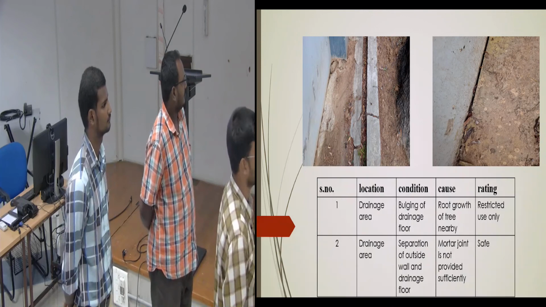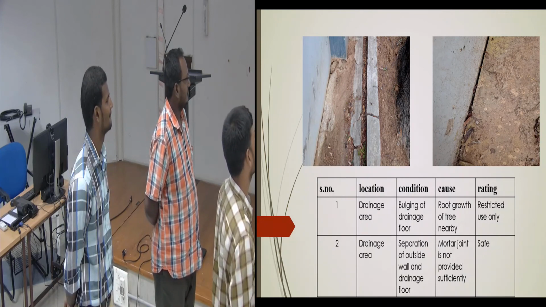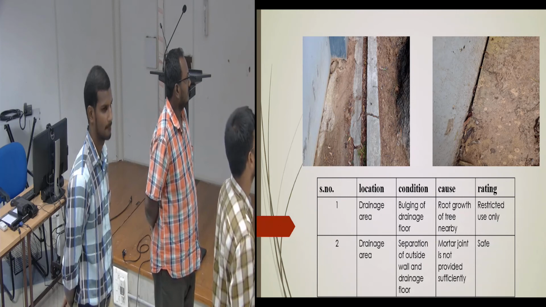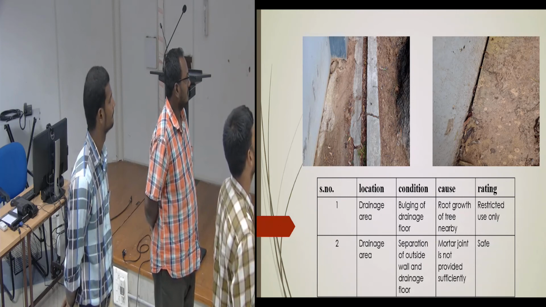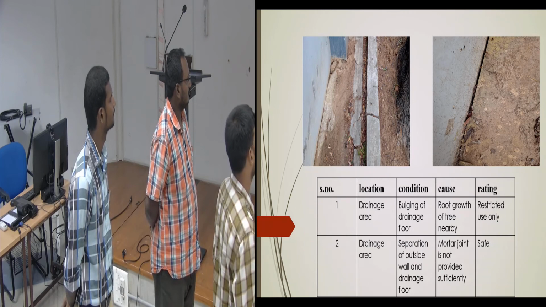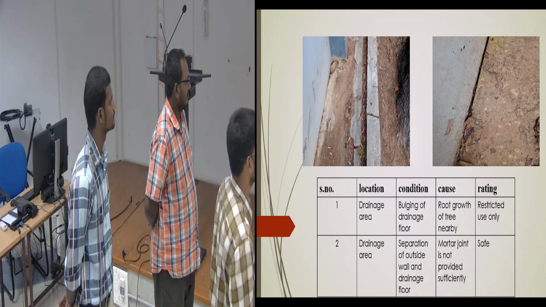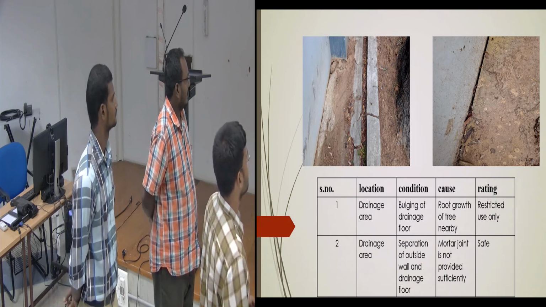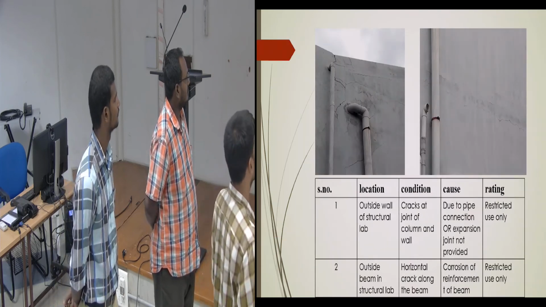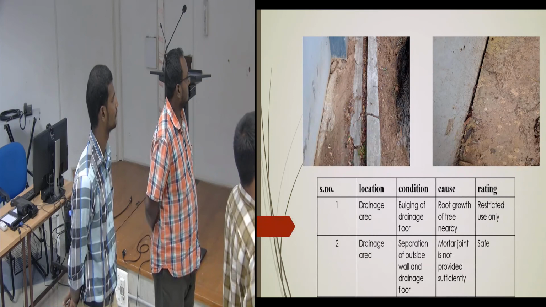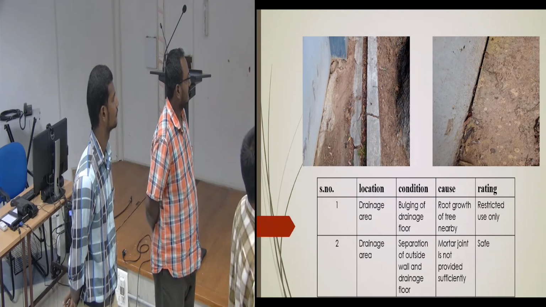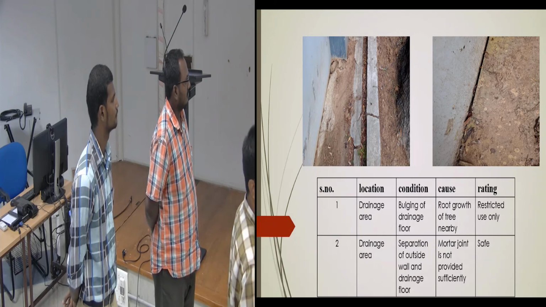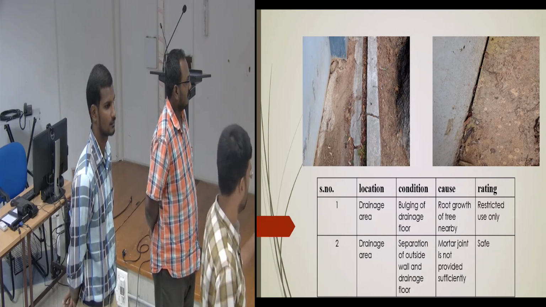Because there is no connectivity between this crack and this crack, that is separate. They're not directly associated with this. This is also the same, another drainage, but there is somewhat of a separation. So I think the mortar joint is not provided correctly there.